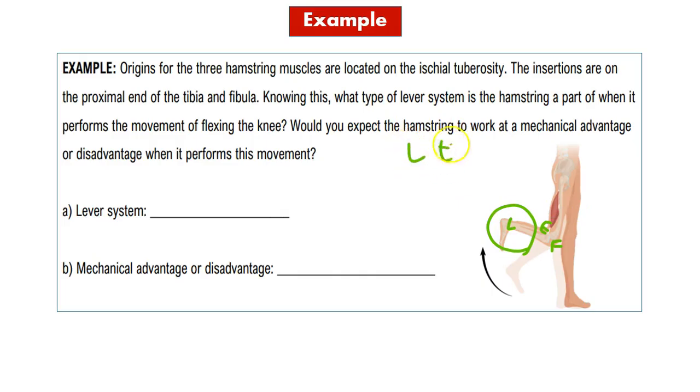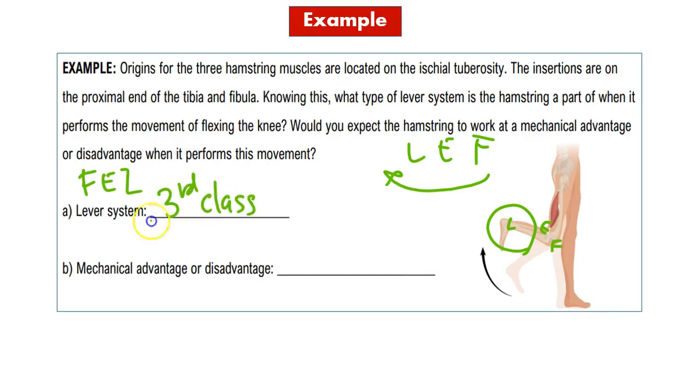All right, so what do we see there? We see L, E, F. But we're going and bending upwards. So we really see F, E, L. And FEL is going to be the acronym for a third class lever system. So the lever system is going to be the third class. That's the way you do it. But you have to make sure you're writing this properly.